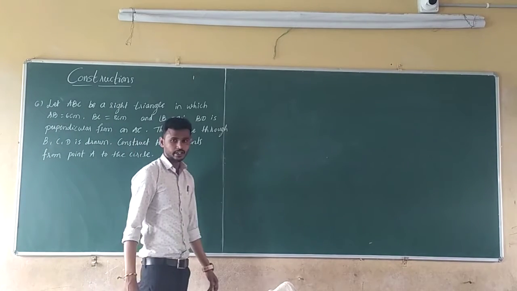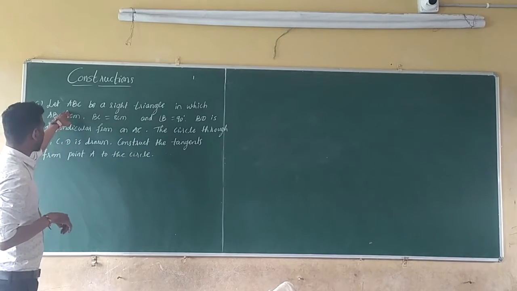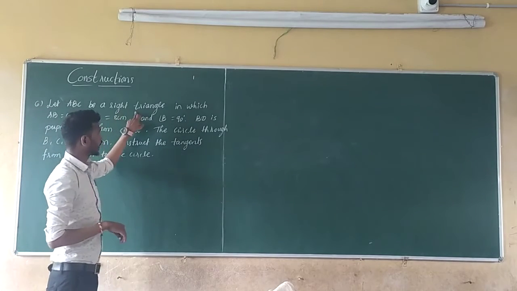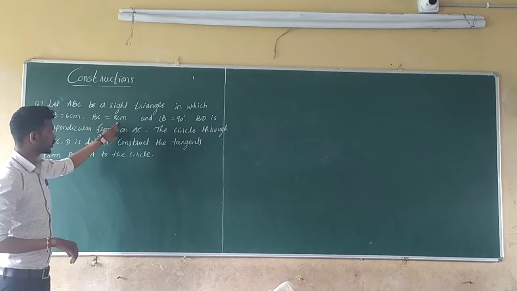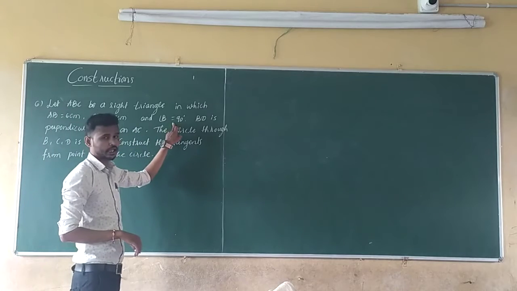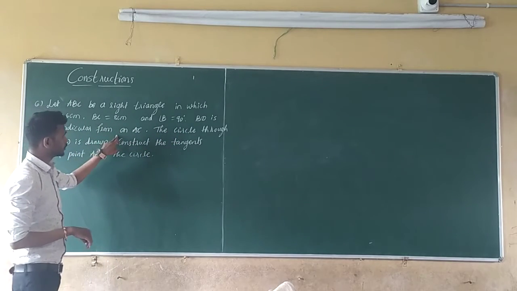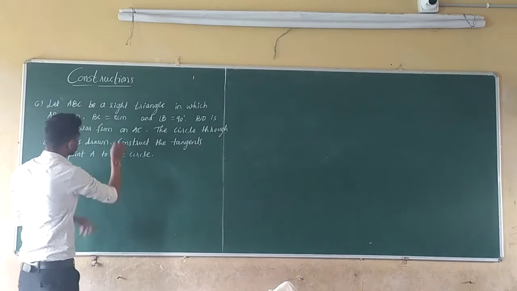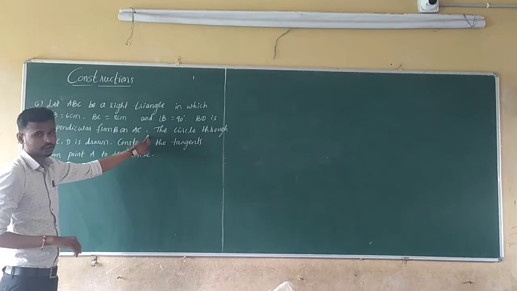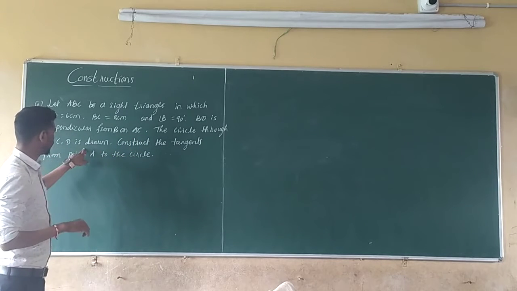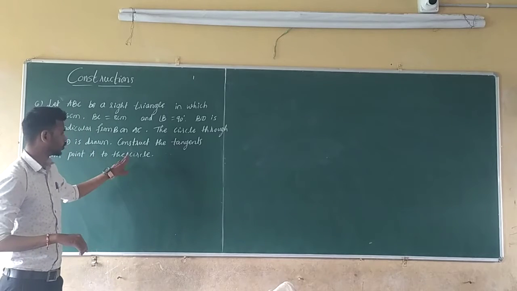Okay, dear students, let us see the next question. Sixth one. Let ABC be a right triangle in which AB equals 6 cm, BC equals 8 cm, and angle B equals 90 degrees. BD is the perpendicular from B on AC. The circle through B, C, D is drawn. Construct the tangents from point A to the circle.